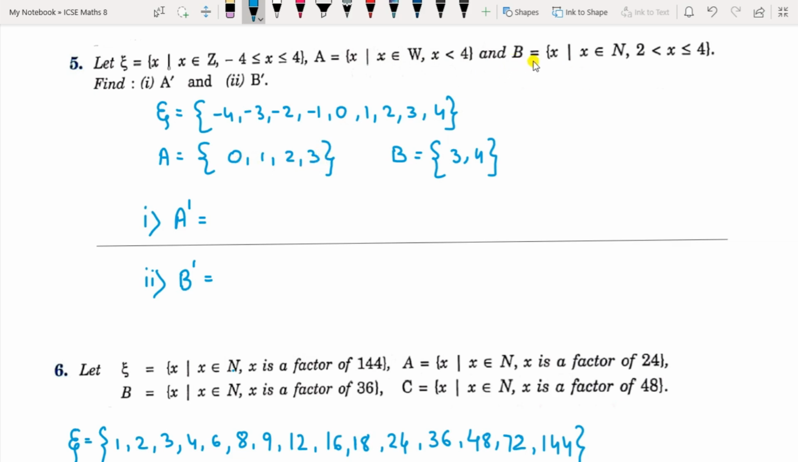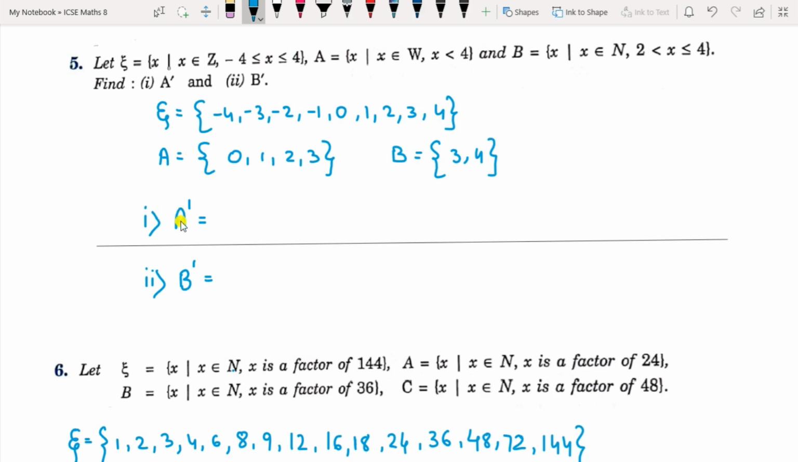And set B will be x such that x belongs to natural numbers, where x is between 2 and 4 and equal to 4. So x is greater than 2 here, but less than or equal to 4. Greater than 2 is 3, and equal to 4 means 4 is also included. So this will be the set. Here it is given in the set builder form. You have to write it in the roster form first and then solve for the given question.